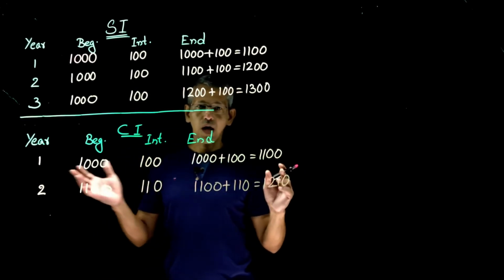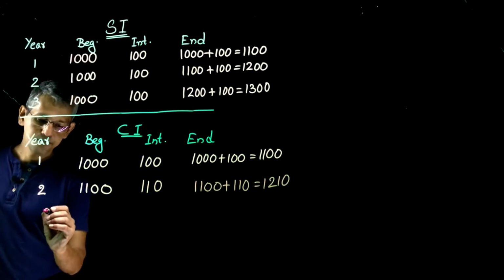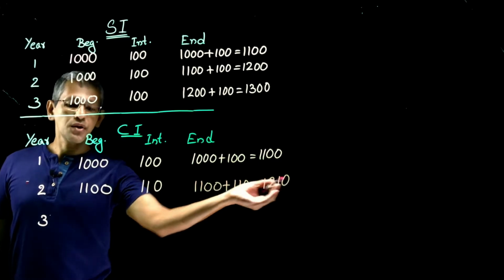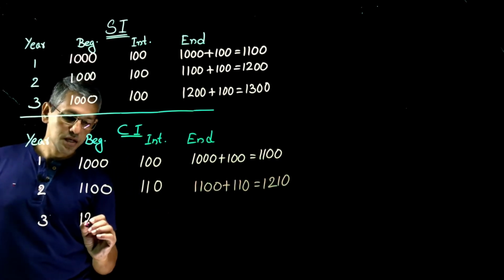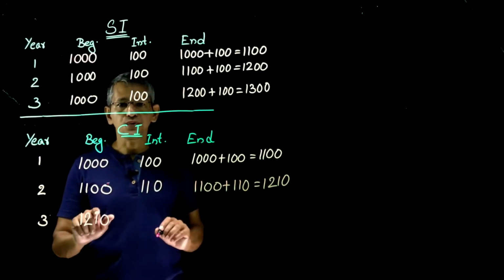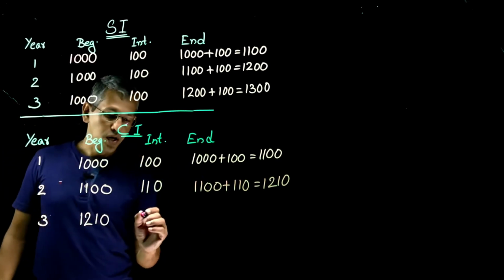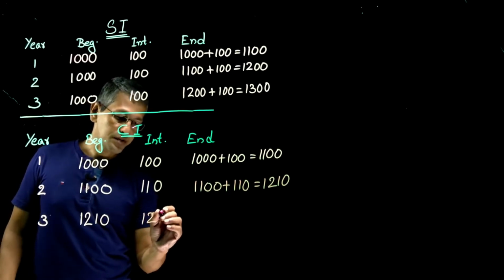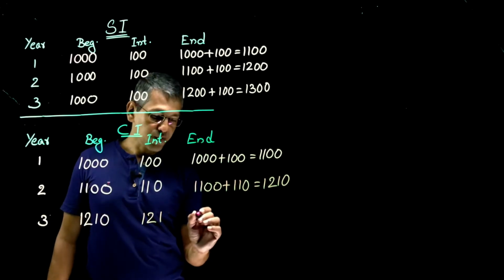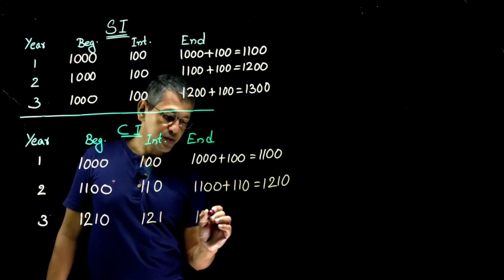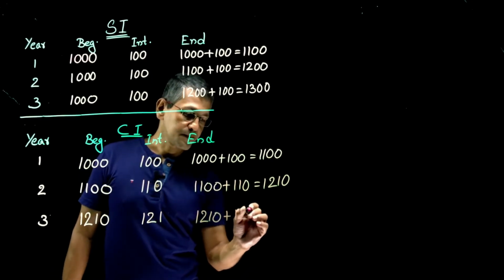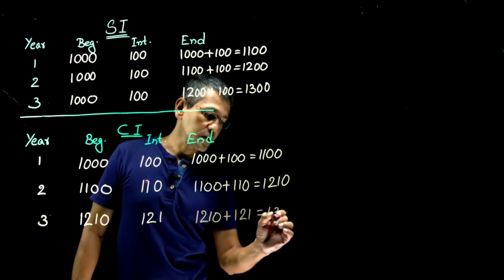Now, the third year, what happens? At the beginning of the third year, the bank will consider the whole amount of money in your account, that is 1,210, as your principal amount. And they'll give you interest on that 1,210. So how much is that? 10% of 1,210 is 121 rupees. At the end of the third year, you'll have 1,210 plus the interest of 121. So ultimately, what do you get? 1,331.